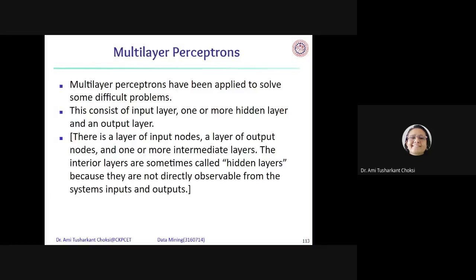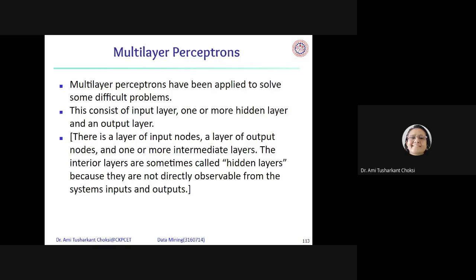Multi-layer perceptrons are applied to solve some difficult problems. This consists of an input layer, one or more hidden layers, and an output layer. Till now, we were talking about the neural network having an input layer, output layer, and hidden layer. Till now we have seen the input and output layers, but we haven't seen the hidden layer. And why is it called a hidden layer? Let's see that.